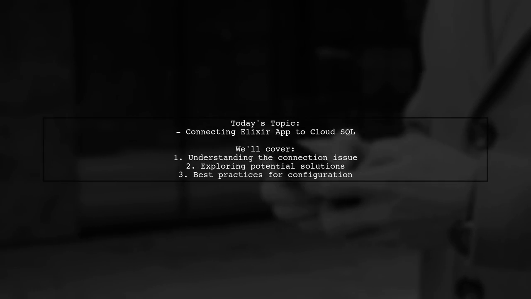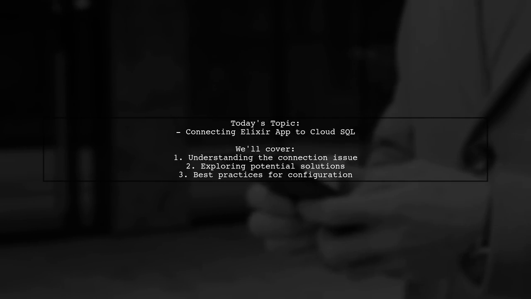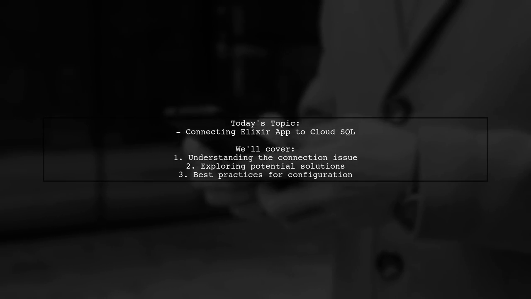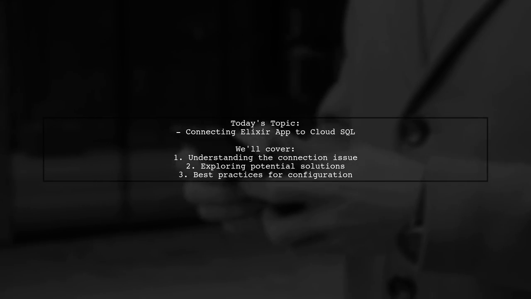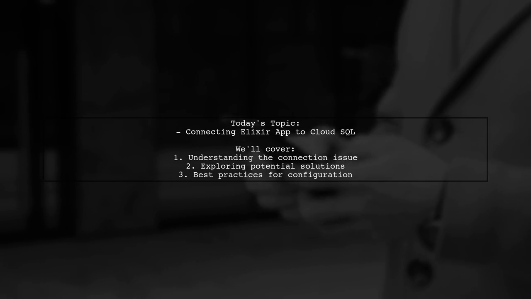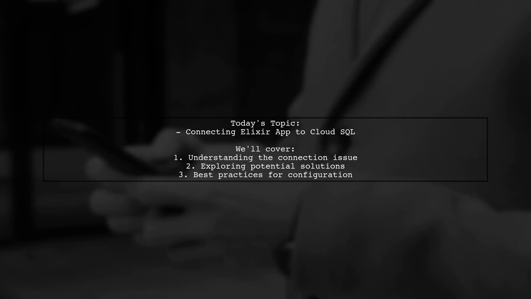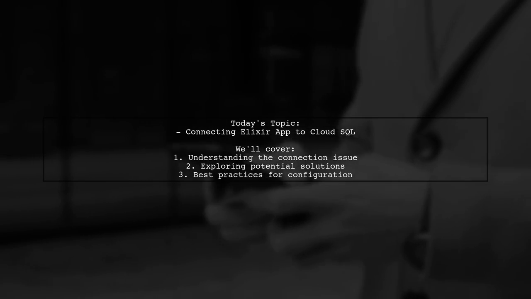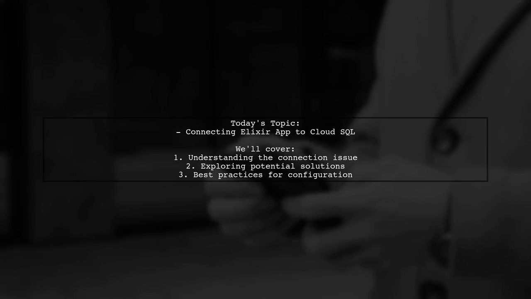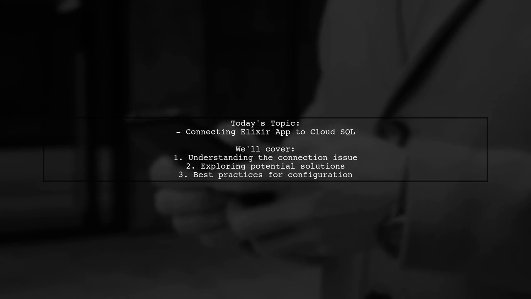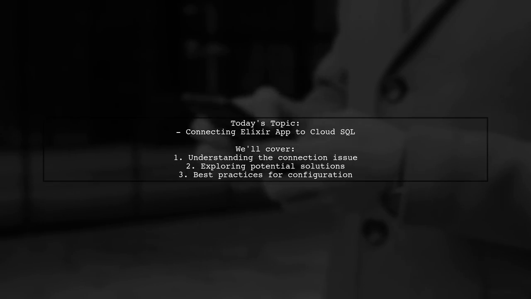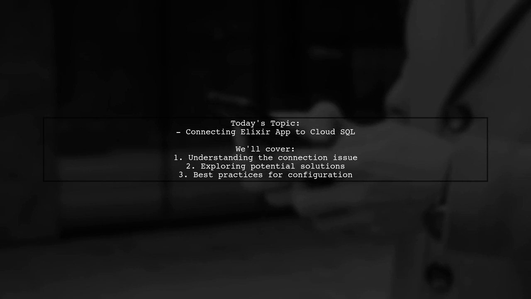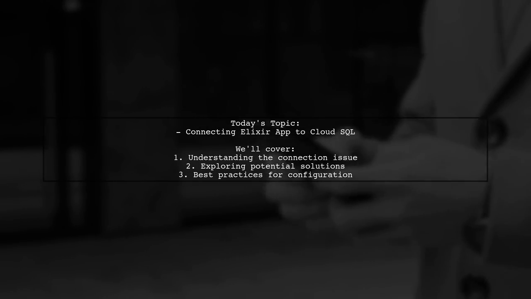Today, we're tackling a challenge that many developers encounter when working with Google Cloud. Our viewer has a question about connecting an Elixir application running in the Google App Engine flexible environment to a PostgreSQL server hosted on Google Cloud SQL. They've successfully deployed their application inside a Docker container, but they're facing a frustrating issue with the database connection. Let's dive into the details of this problem and explore how to resolve it.